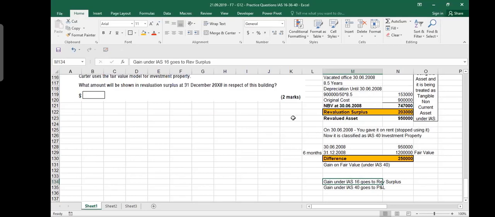Now they ask us the question. In this question, they are asking what amount should be shown in revaluation surplus. So what should be the answer? 203,000. 203,000 will be the answer.